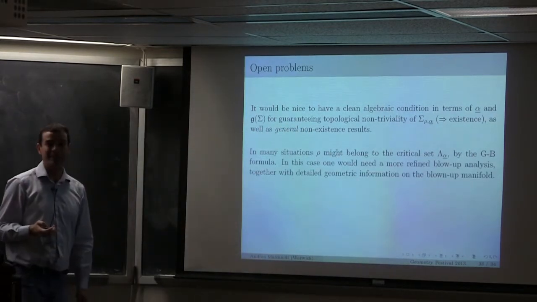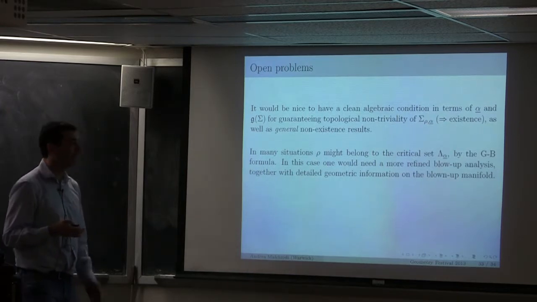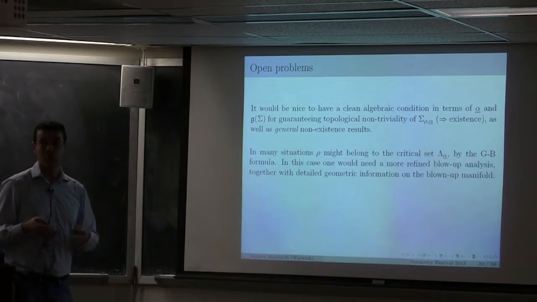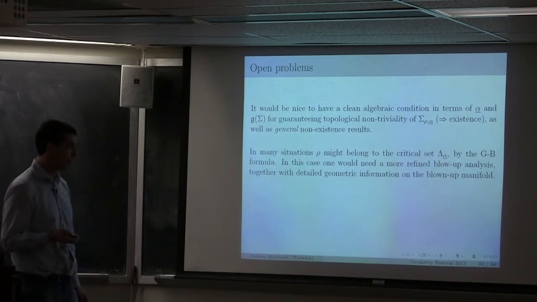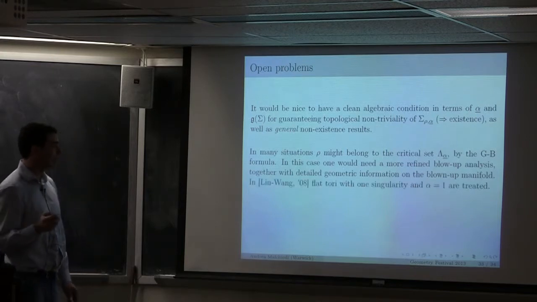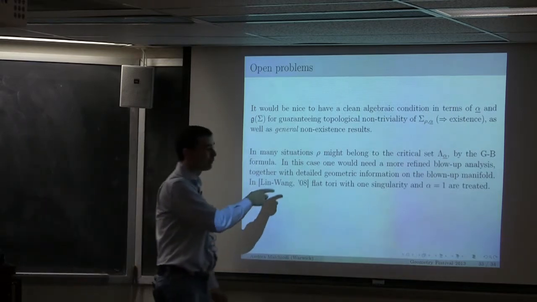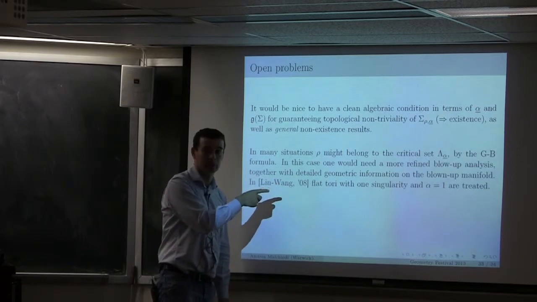Okay? And in this case, if you still want to attack the problem variationally, you might need some more refined blow-up analysis with some sort of refined geometric information on the blown-up manifold. So like a sort of positive mass theorem, for example. And in a spectacular work by Lin and Wang, the case of flat tori with one singularity with weight equal to one is treated.